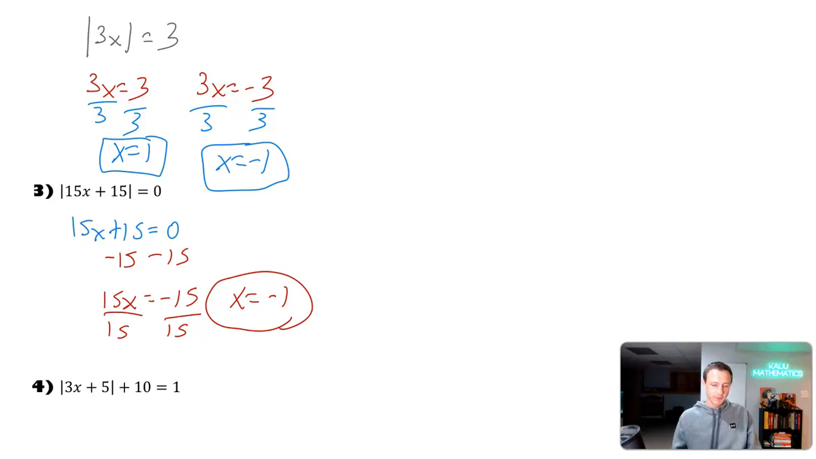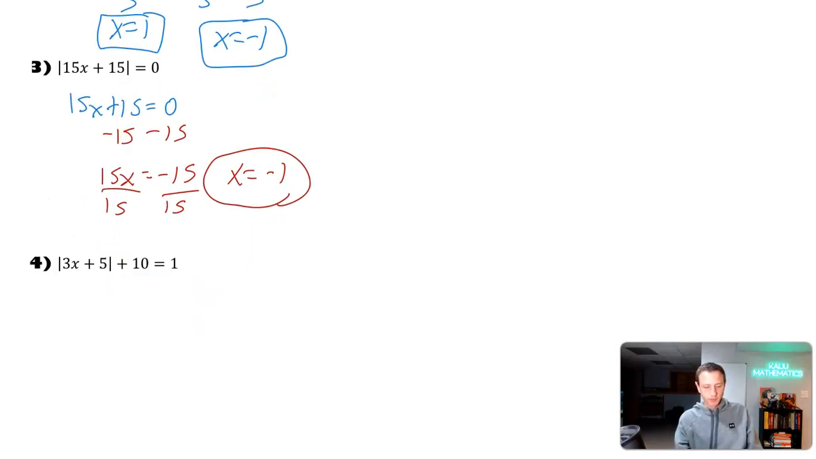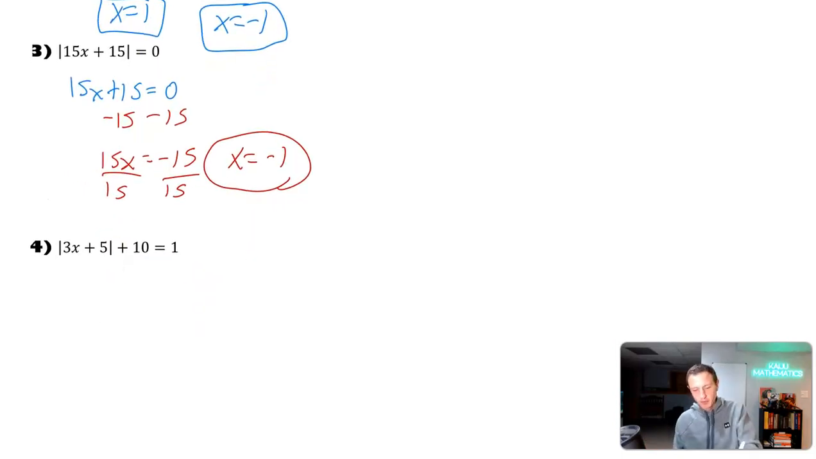Because 15 times negative 1 is negative 15. Negative 15 plus 15 is 0. Absolute value of 0 is 0. So there's only one potential solution that's going to give us back a true statement there.